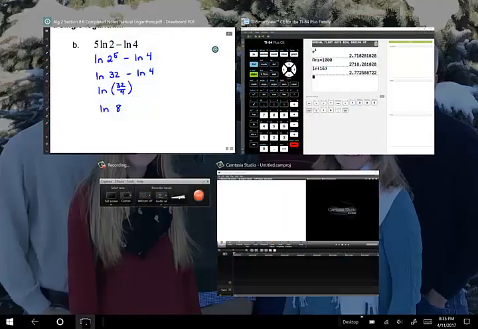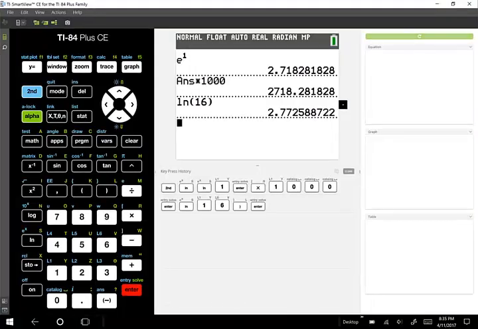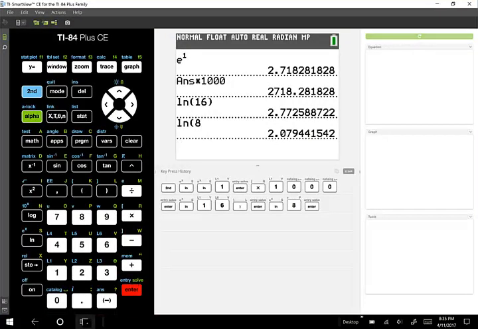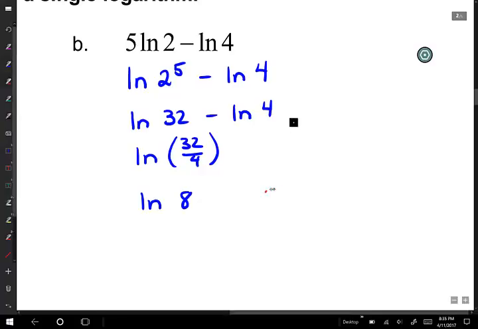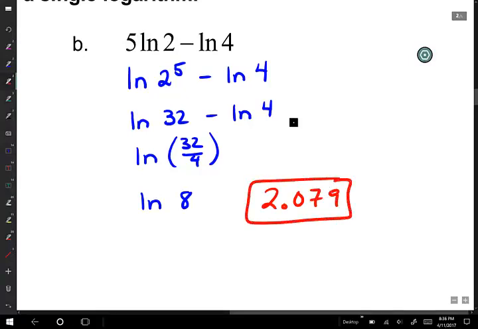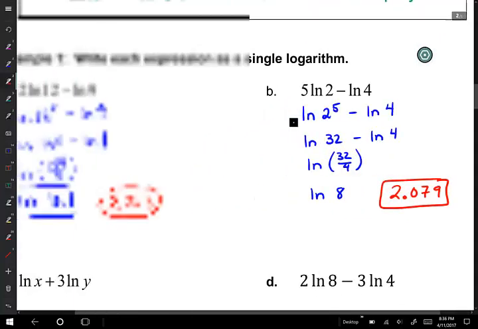Once again, we can come to our calculator. We can find the natural log of 8 as a number, 2.079. So 2.079 will be our approximate answer versus the natural log of 8 being our exact answer. All right, let's keep going here.